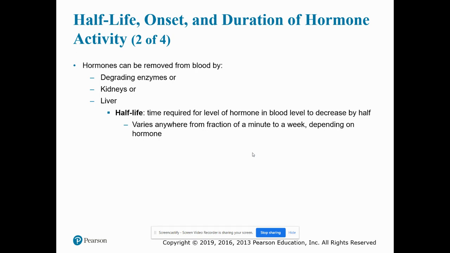And when we talk about being removed from the body, hormones can be removed from the blood by a number of ways. One is a degrading enzyme. Two is kidney. Three is liver. And half-life is the time required for the level of hormone in the blood to decrease by half. This varies anywhere from a fraction of a minute to a week, depending upon the hormone.